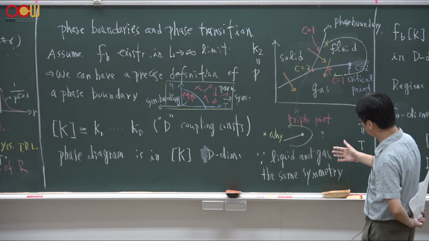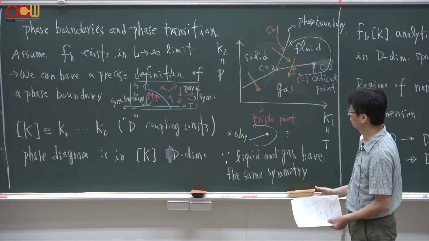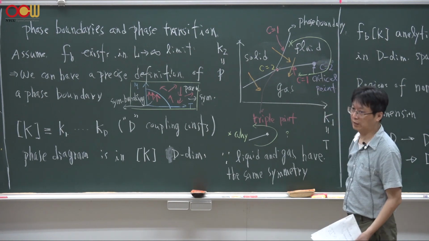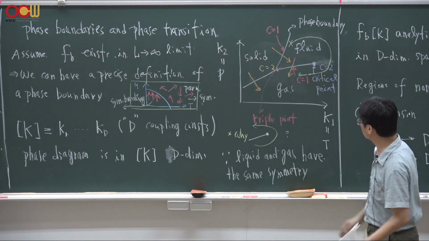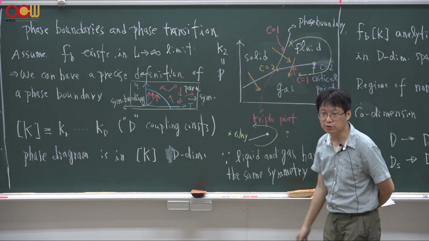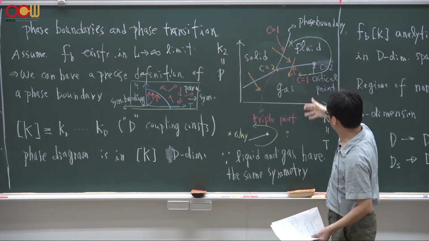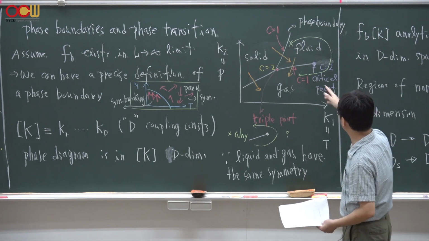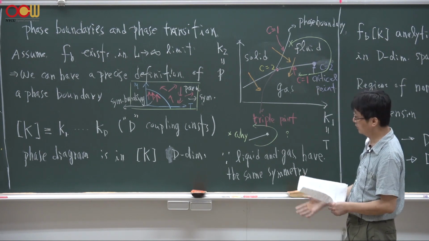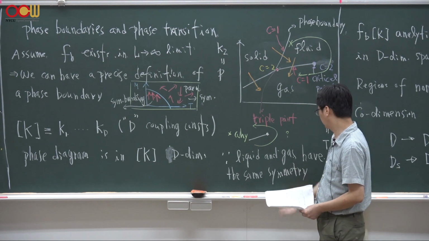So if the liquid and gas have the same symmetry, then there is no distinction between the liquid and gas. So in principle, we can have a detour so that you don't see any phase transition. But of course, if we choose a particular path in this parameter space, then we do see a phase transition. So whether or not we see the phase transition in this liquid gas transition, we have two possible ways to either see or not see it. That is because they share the same symmetry.